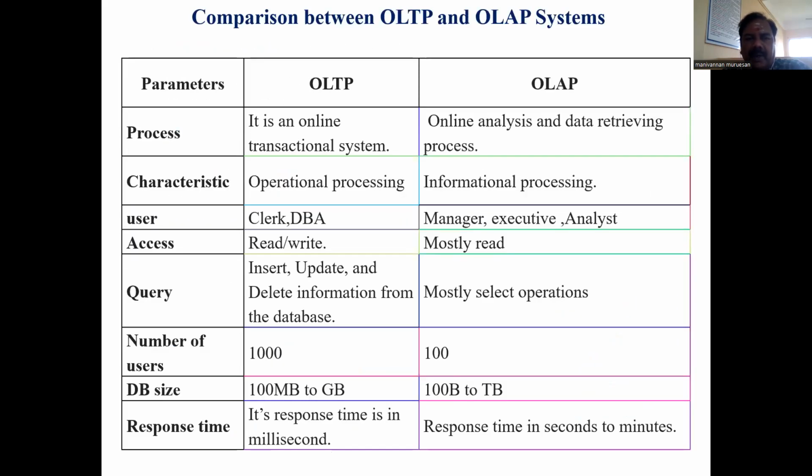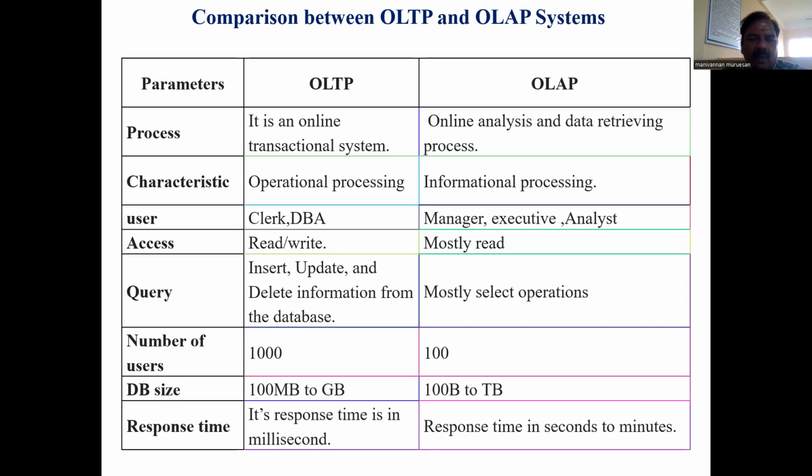Okay. Now, the comparison between OLTP and OLAP. OLTP means online transaction processing. OLAP means online analytical processing. One runs the business: OLTP runs the day-to-day operations of the business. Another one, OLAP, is used to analyze the business.